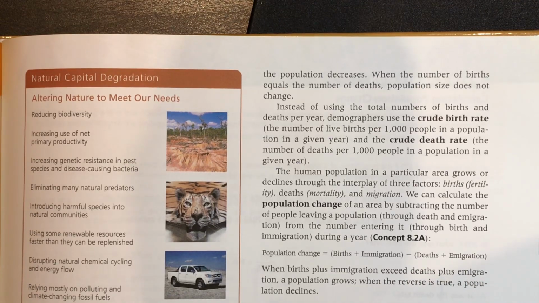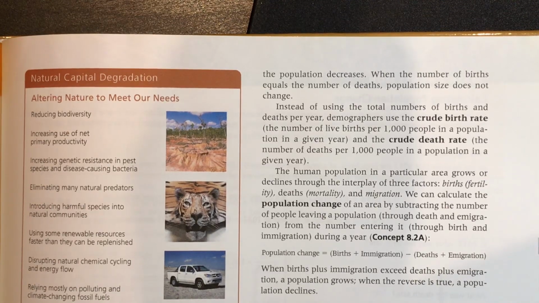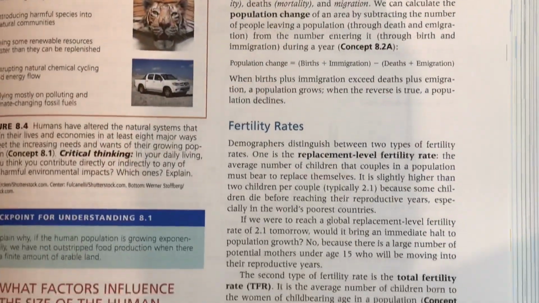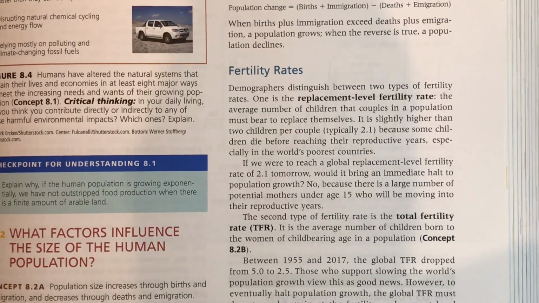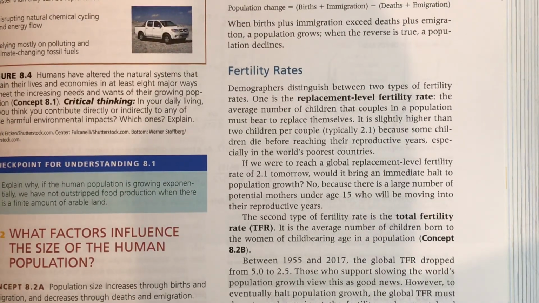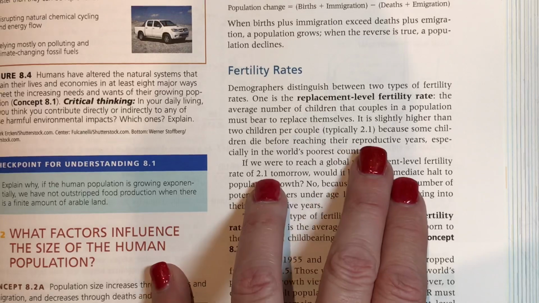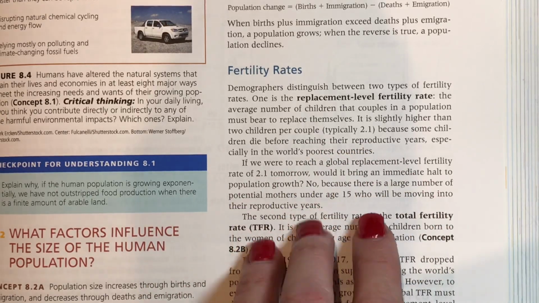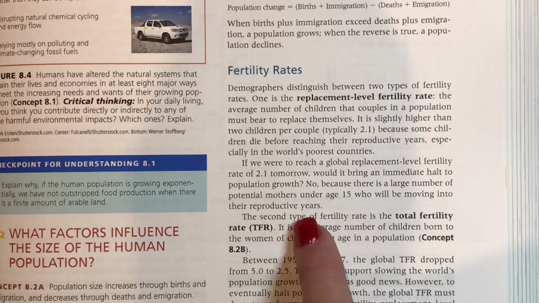Let's see. What is the replacement level fertility rate? And that would be right here, the average number of children that a couple needs to have in order to replace themselves. You can see it's typically 2.1. You can see why it's slightly larger than you might expect.